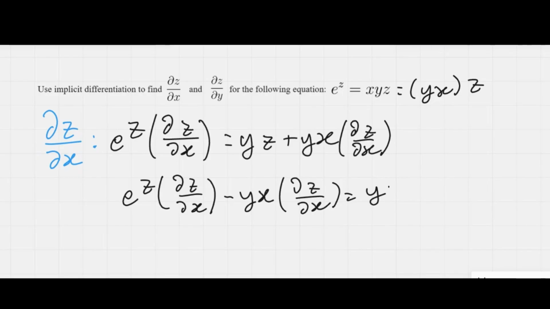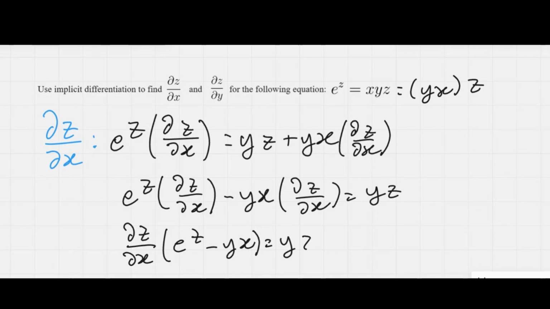Let me rewrite that z. Okay. All right. Using the idea of distribution or reverse distribution, if you think about it, we can take out this del z over del x, and it'll then become del z over del x multiplied by e to the power of z minus yx, which is going to all be equivalent to yz.